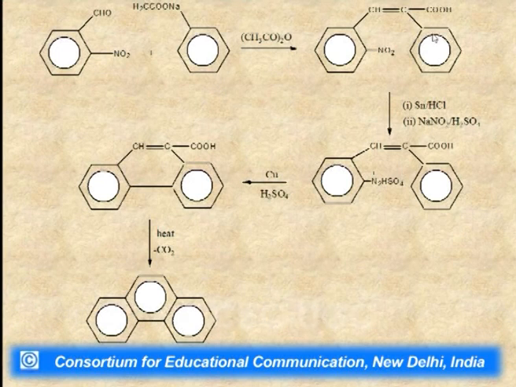First it will undergo condensation at this position, which on reduction in the presence of tin and hydrochloric acid, followed by diazotization with sodium nitrite in acidic medium, will form this salt. This is the diazonium salt, which in the presence of copper and sulfuric acid will undergo cyclization to form this ring closure. This carboxylic acid group will decarboxylate in the last step on heating, and we will get the final product, which is called phenanthrene.